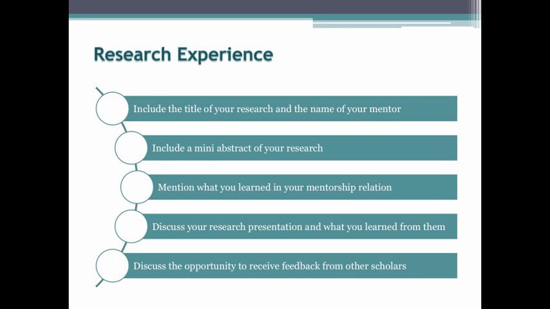And of course, discuss the opportunity to receive feedback from other scholars. You want to emphasize when you presented your research, what did you learn from it? When you present your research at a McNair conference or another conference, good questions may come up about your research that you never thought about. And that's great, because, for example, when you present at a McNair conference and someone asks you a good question, you may want to say, well, when I presented at such and such conference, this question came up. Therefore, I want to continue doing this research because this great question came up that I want to answer.